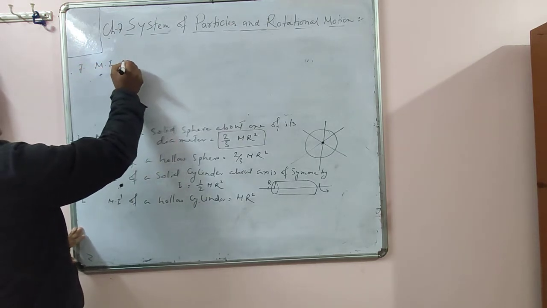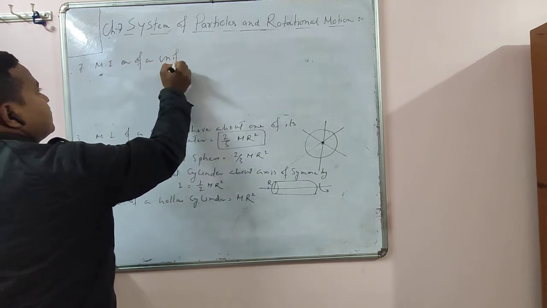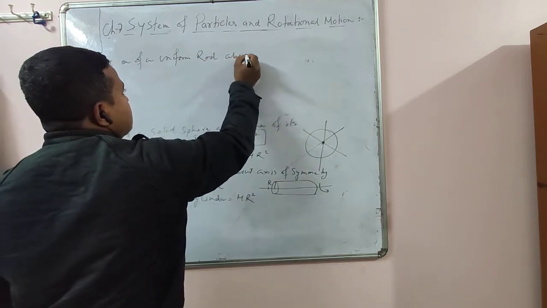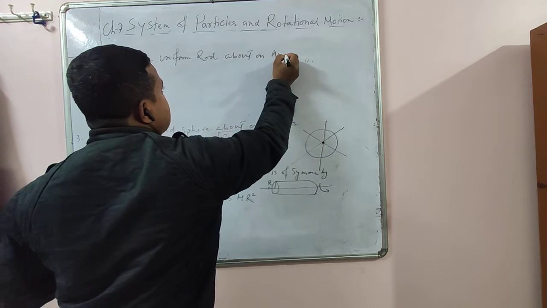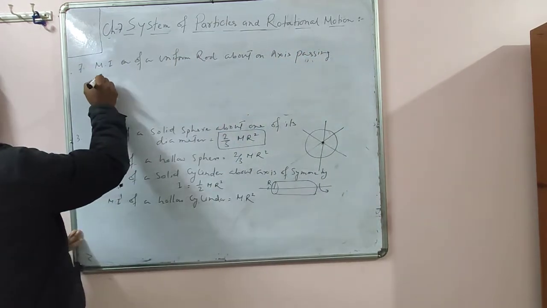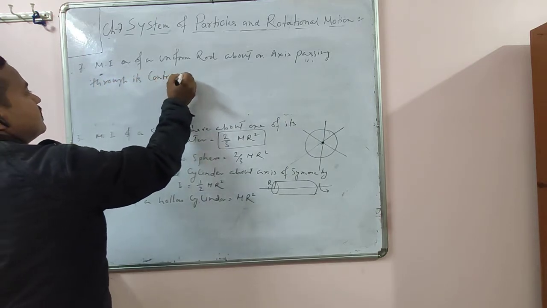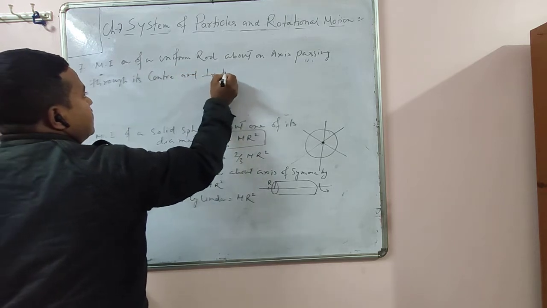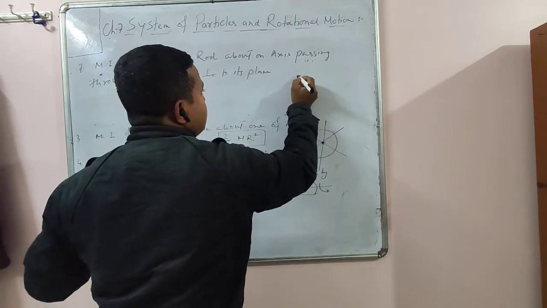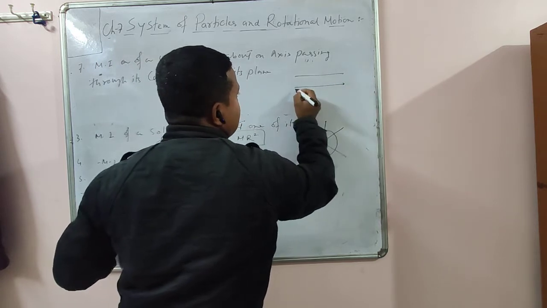Then you have the moment of inertia of a uniform rod about an axis passing through its center and perpendicular to its plane. Suppose this is the rod, and suppose its length is L.